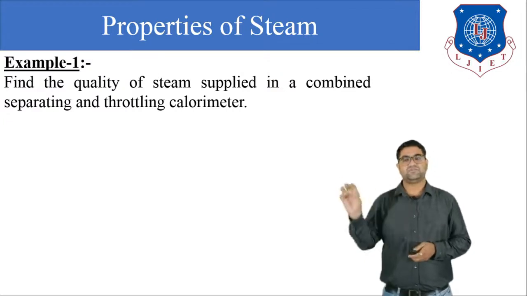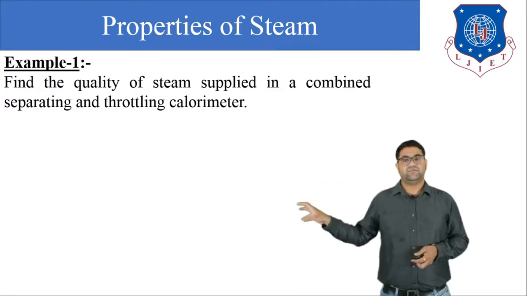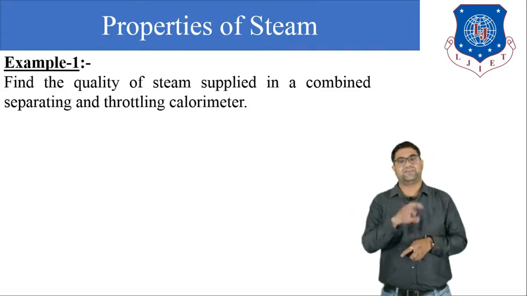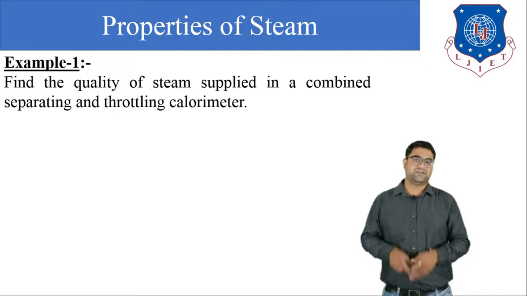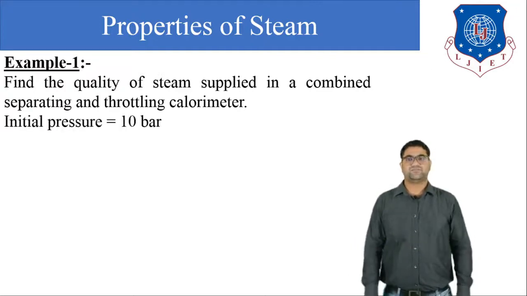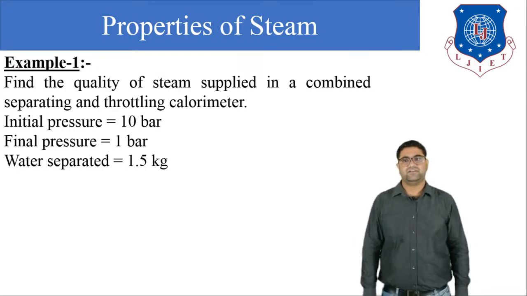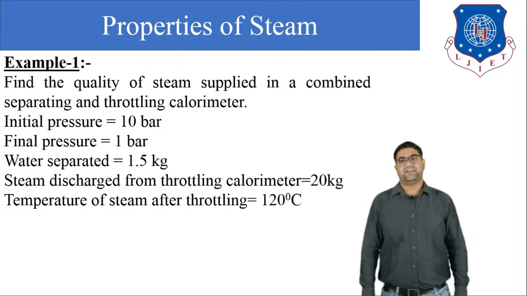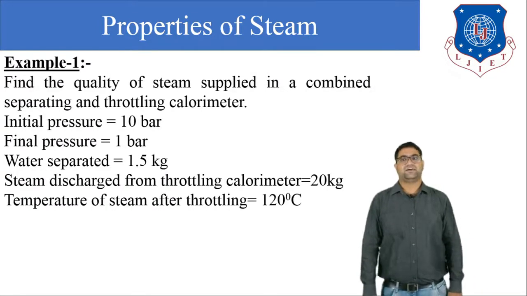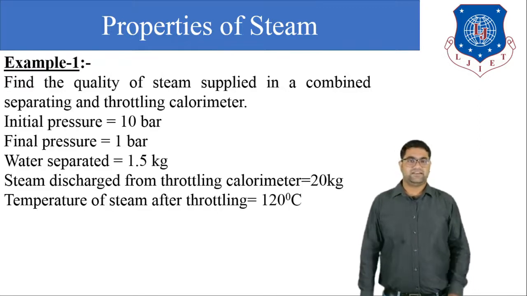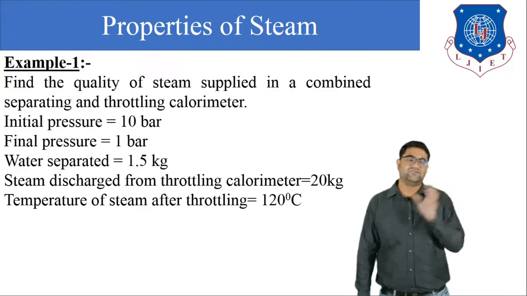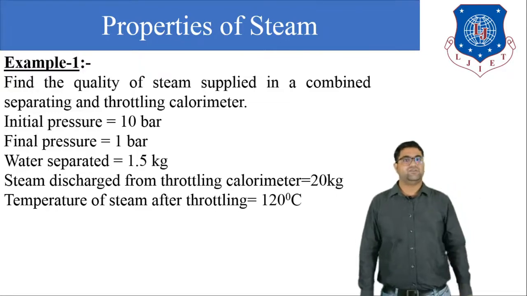Okay, so with the help of this numerical you can easily understand how we can use separating and throttling calorimeter to measure the dryness fraction. So what data is already given? First, the initial pressure is 10 bar, second, the final pressure is 1 bar, and the water separated is 1.5 kilogram. So here the value of water which was separated is given as 1.5 kilogram.